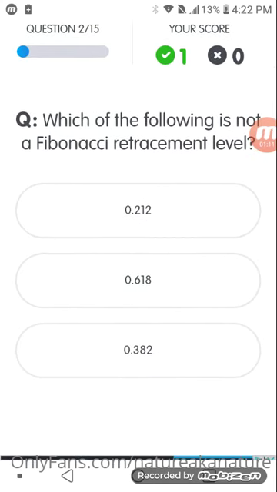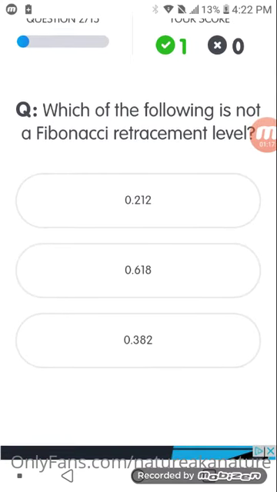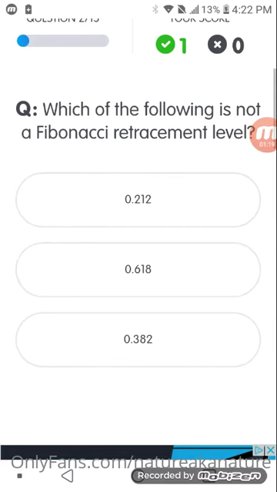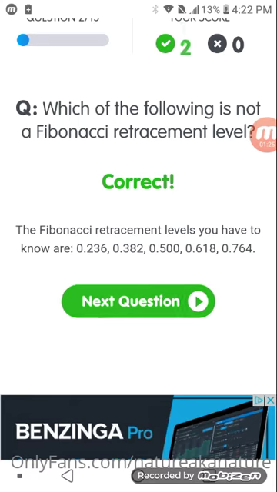Which of the following is not a Fibonacci retracement level? 0.212 is not a Fibonacci retracement level. It's actually 0.236. The Fibonacci retracement levels that you have to know are 0.236, 0.382, 0.500, 0.618, and 0.764.